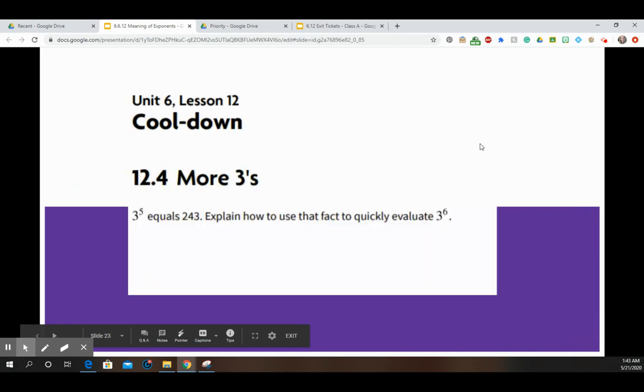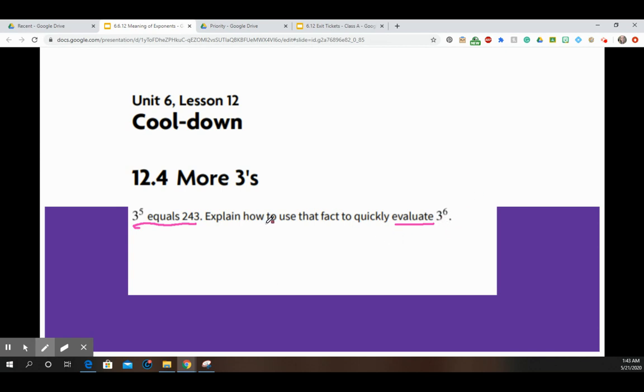So it's telling you 3 to the 5th equals 243. And they're not asking you if it does, they're telling you. They're giving you a hint. Okay, they're telling you, yes, 3 to the 5th is equal to 243. Explain how to use that fact to quickly evaluate 3 to the 6. That means to find a value for, to solve for. They want a number, okay?